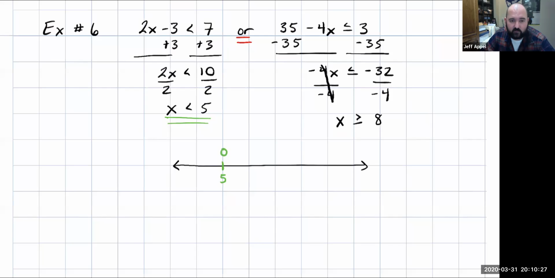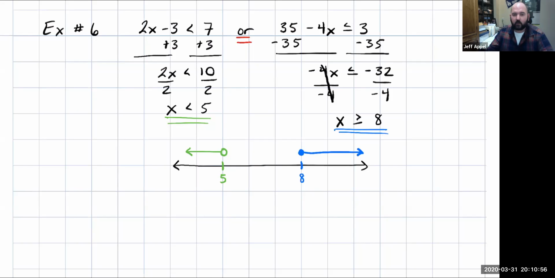And because of the way my inequality symbol is pointing, because I left x on the left-hand side for this little shortcut purpose, my graph goes to the left, like so. And then if we graph our other inequality, x is greater than or equal to 8, let's put 8 over here. This time we're going to get a closed circle, and our line is going to head off to the right.